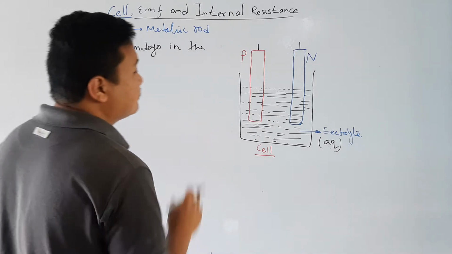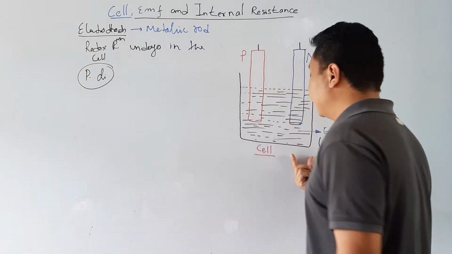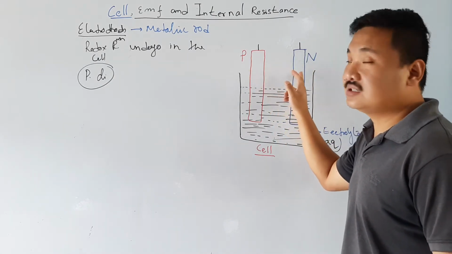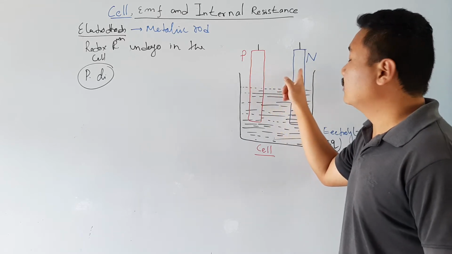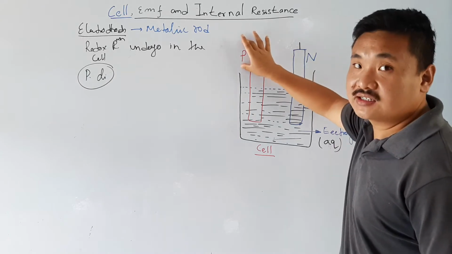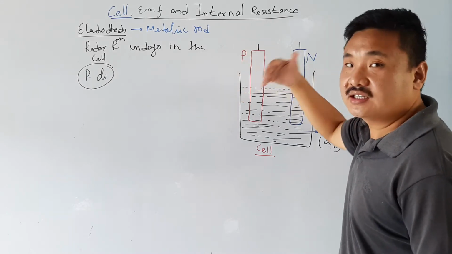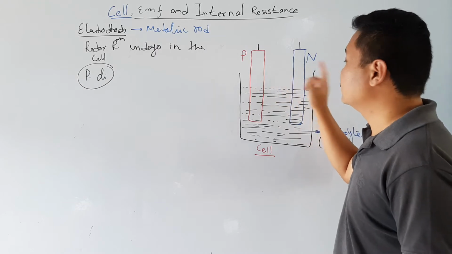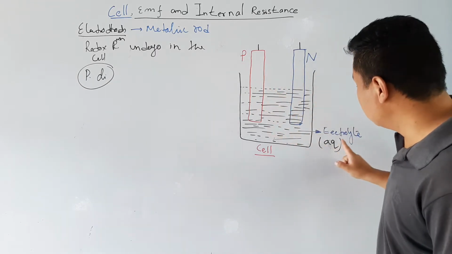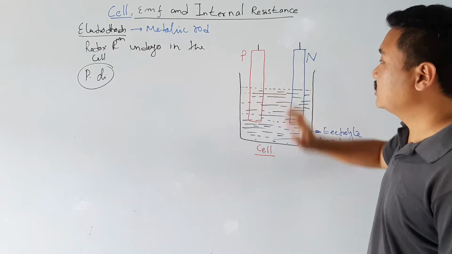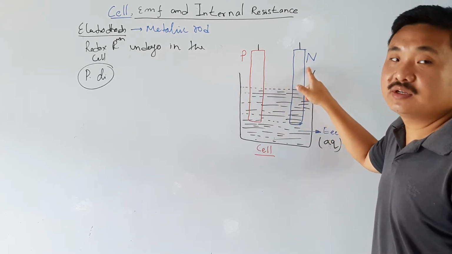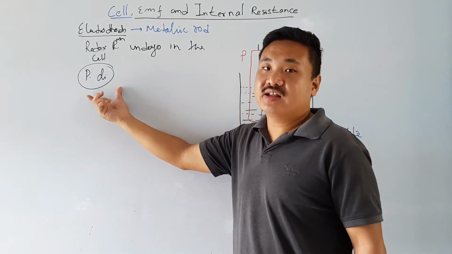So this is my cell. In the cell I have the two electrodes, metallic electrodes made of metals, and one is positive and another one is negative. In fact, this is my positive and this is my negative, but for simplicity let us consider this as positive and this as negative, no problem. And this is my solution, which is called electrolyte. So in between the positive terminal and the negative terminal there is a potential difference.